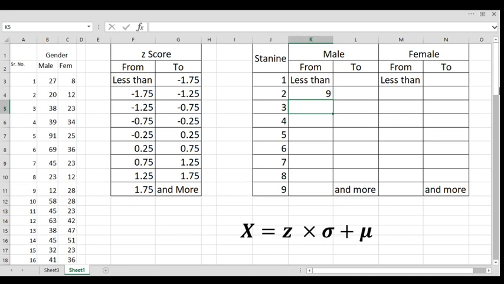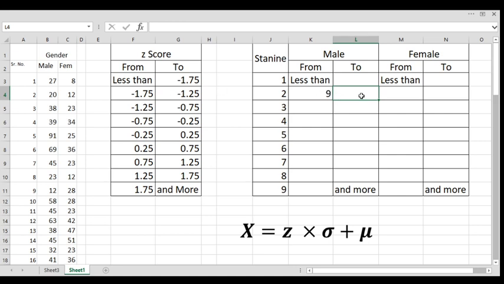Let us see. Here 9 is the starting point for stanine 2. Now we will find the ending point of stanine 2. For that, the same formula is to be used, x equals z into sigma plus mu. For male, we are going to convert this statistical formula into an Excel formula to find the last observation, the last value, the ending point of the observation for stanine 2.